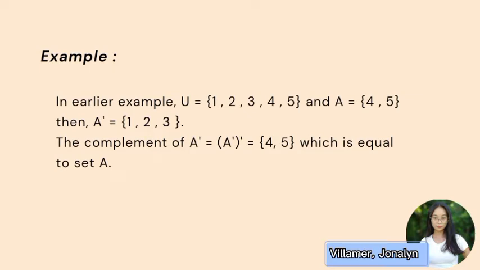And A is the set of elements 4 and 5. Then the complement of A is the set of elements 1, 2, 3. The complement of the complement of A is equal to the complement of the set of elements 1, 2, 3, which is the set of elements 4 and 5, which is equal to set A.